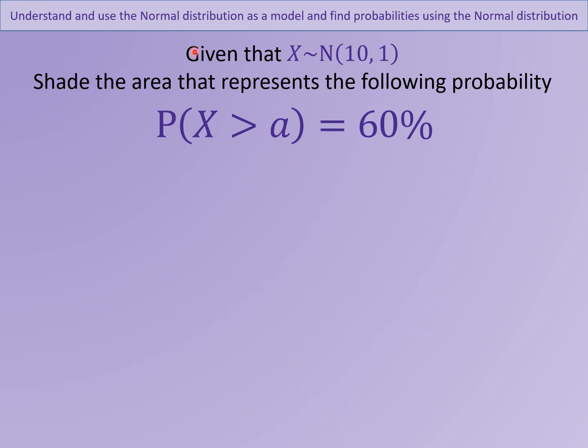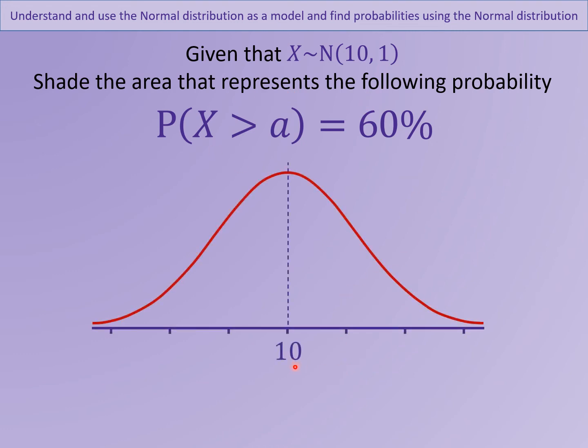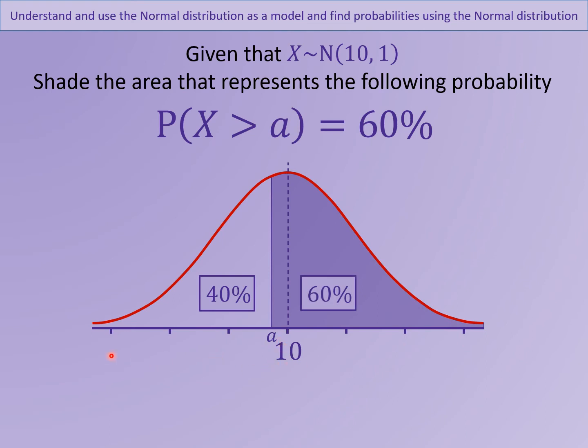Okay, try this one. Given that X is distributed normally with a mean of 10, so that's in the middle, and a standard deviation and a variance of 1, both of them are worth 1, then we're getting a probability of greater than A is 60%. So what do I get? There's 10, jumps up in ones, so it's 11, 12, 13. On the other side, it would be 9, 8, 7.